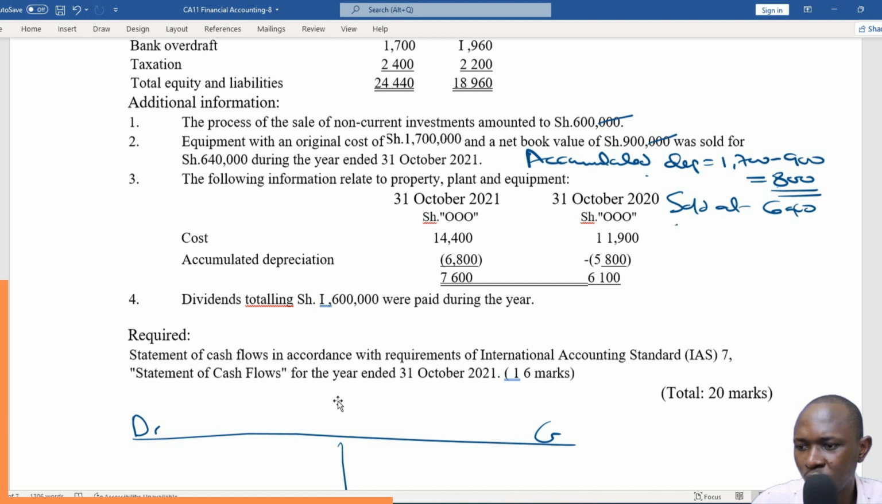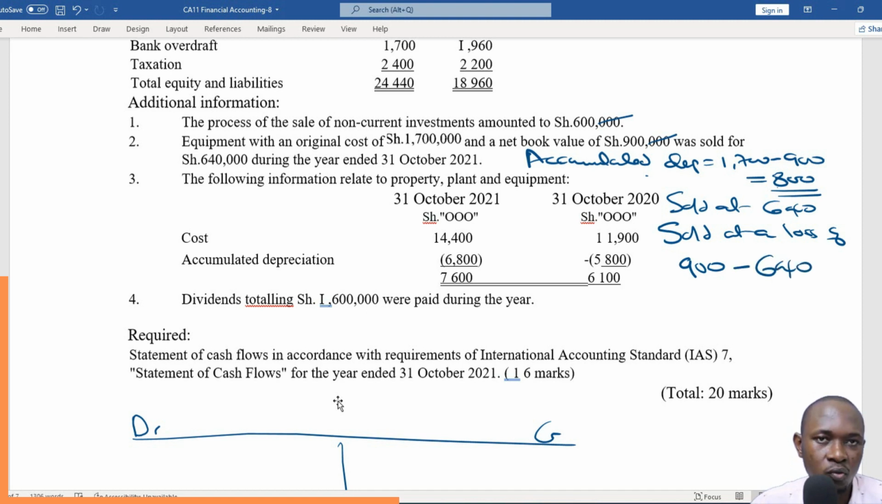So this means that it was sold at a loss. Sold at a loss of 900, which is its value as at that particular time, minus the value at which it was sold, which is 640. So this gives us 260. So this is loss on sale of equipment. So we are done with number 2.